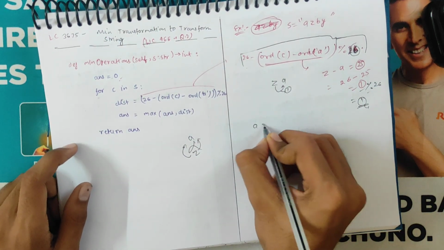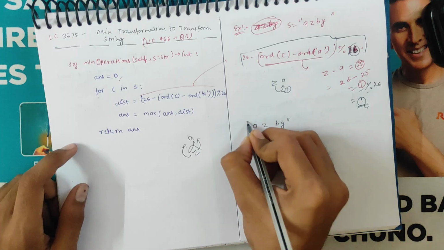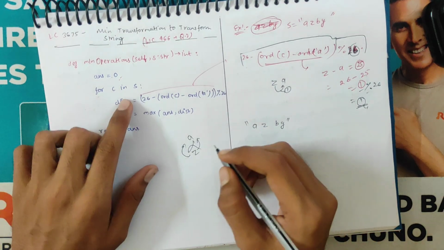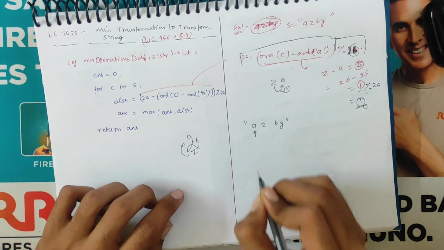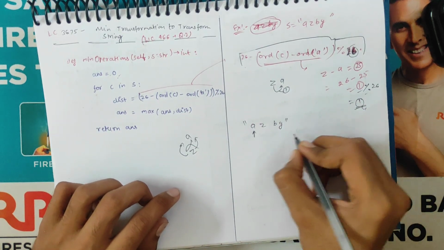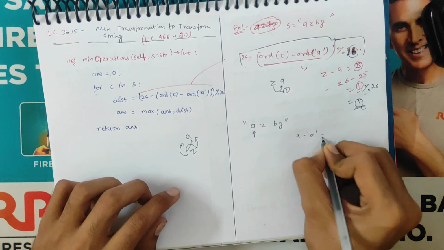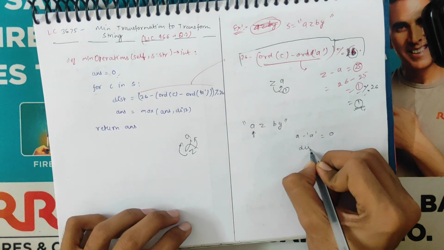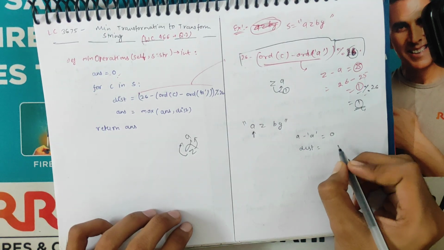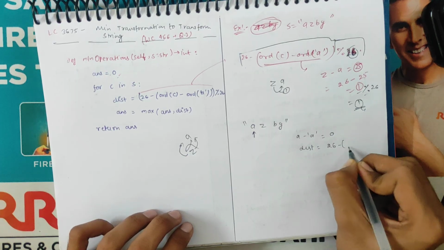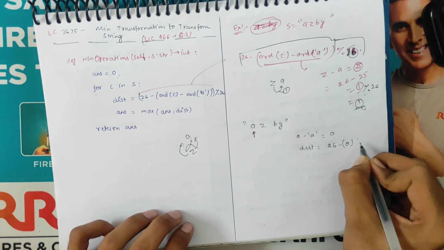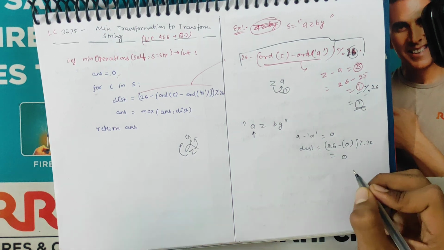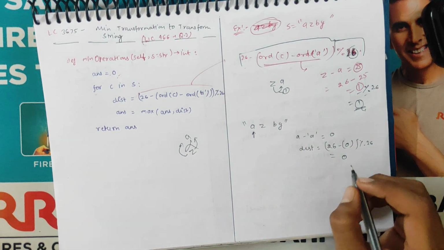A z b y is the string that is given to us. So we keep iterating in the string. First we have a, so a minus a is 0. So what is the distance? Distance is 26 minus 0, modulo 26, which is 0. So distance is 0.